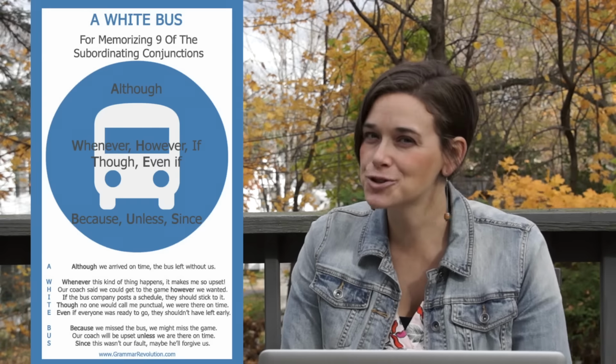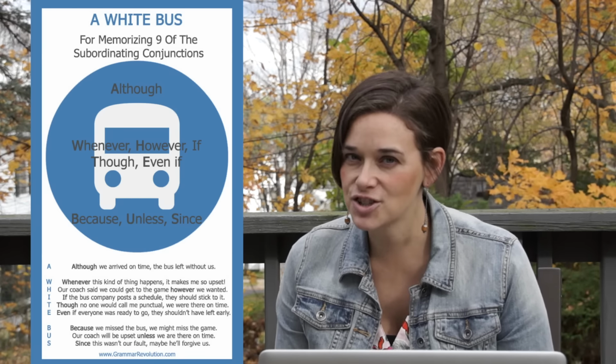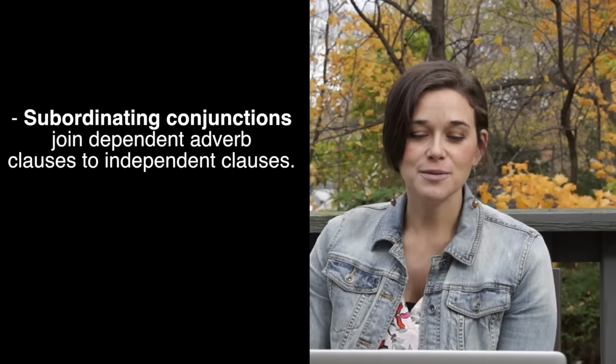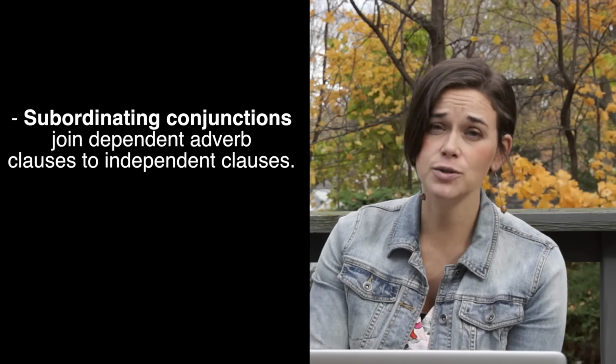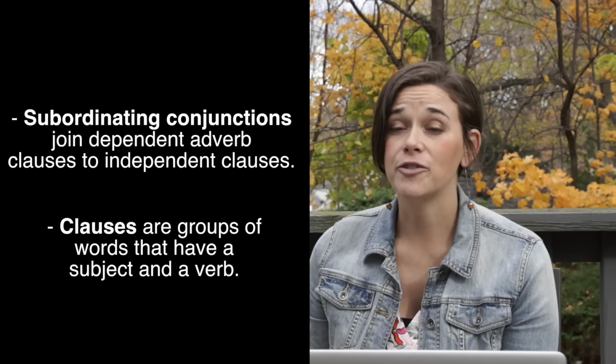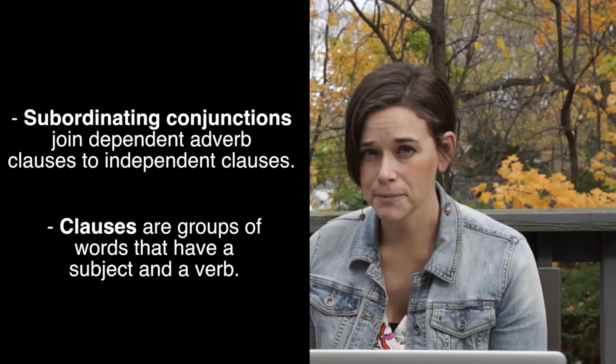Sentence diagrams. And today I'm sharing a little trick with you to help you remember 9 of the subordinating conjunctions. Before we get to that, let's review what a subordinating conjunction is. A subordinating conjunction joins a dependent adverb clause to an independent clause. And remember that clauses are groups of words that have a subject and a verb.